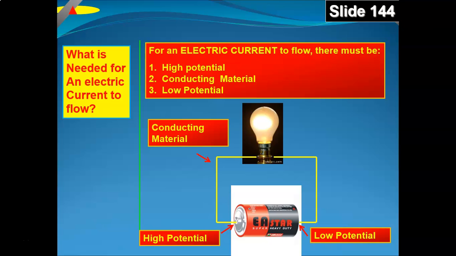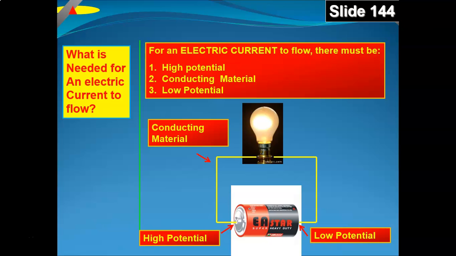If that light bulb were not there, there would be no current flowing. Why? Because there would be no difference between the high potential end and the low potential end. The light bulb is using up some of the energy in the electricity, and that's needed in order for current to flow.